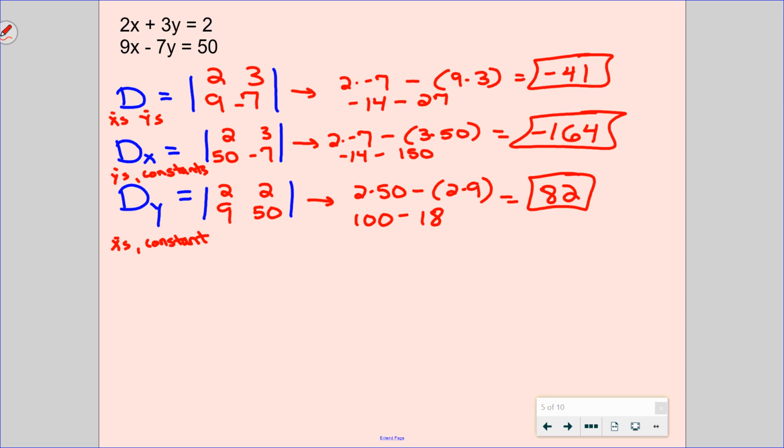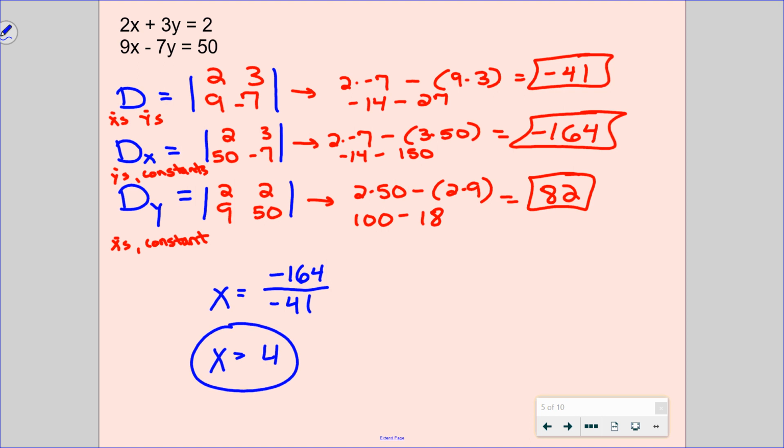Use those to find y. So our next step now would be to actually calculate what x is. So we take the determinant with respect to x, the -164, divided by our actual determinant. We figured out that all of those, when we divide those together, would get us an answer of x equals 4. We can do the same thing with the y's.